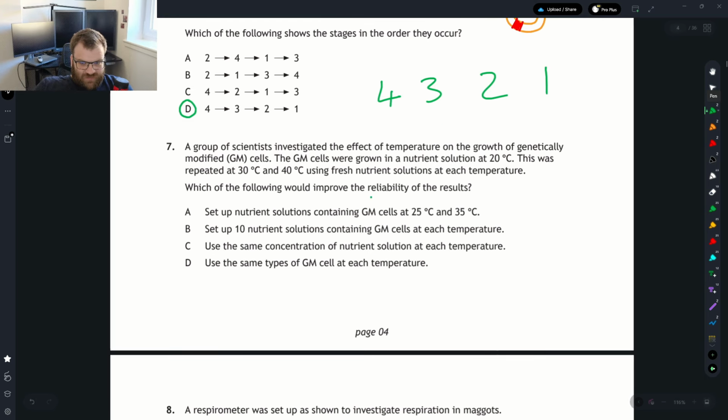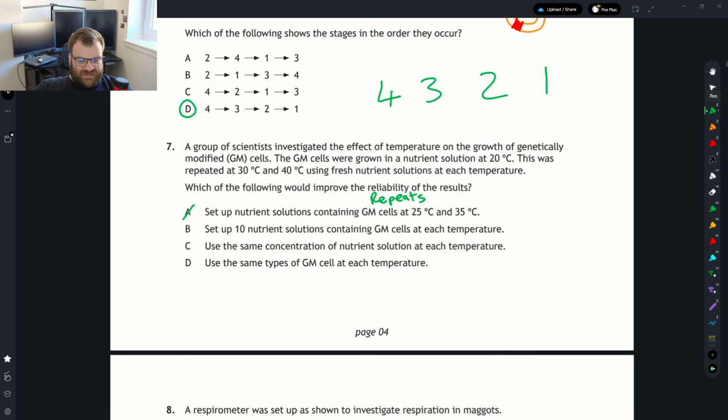In a question about reliability, I would be thinking about repeats. Now, in A, we're looking to extend the temperatures we're investigating. That's not going to impact the reliability. It might make our results more helpful moving forward.